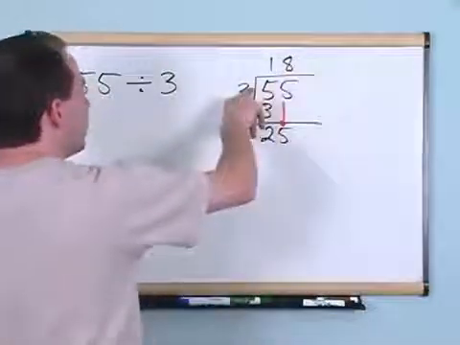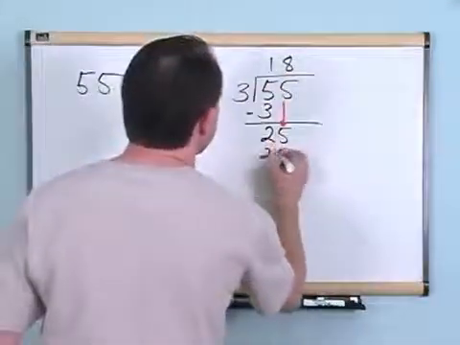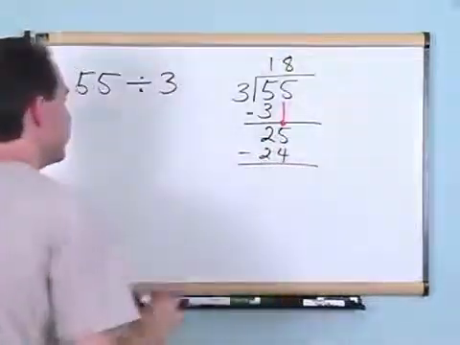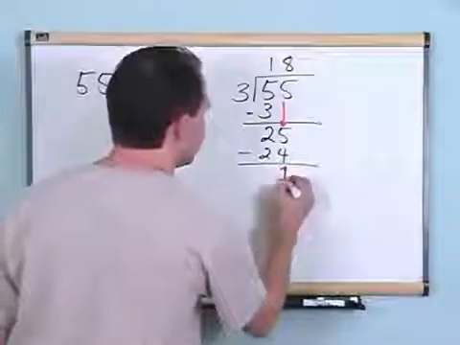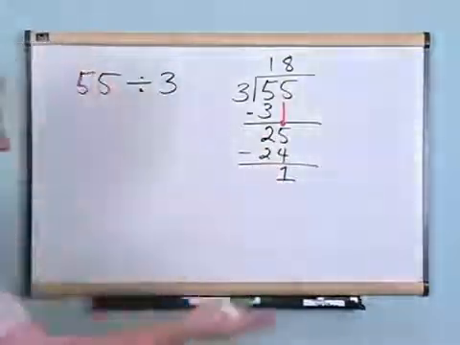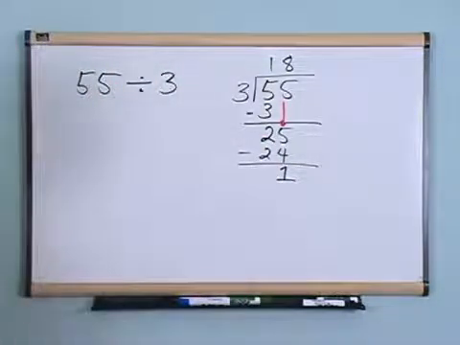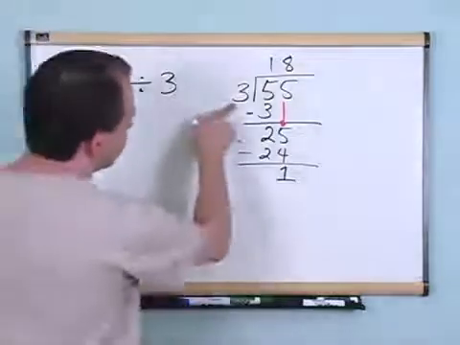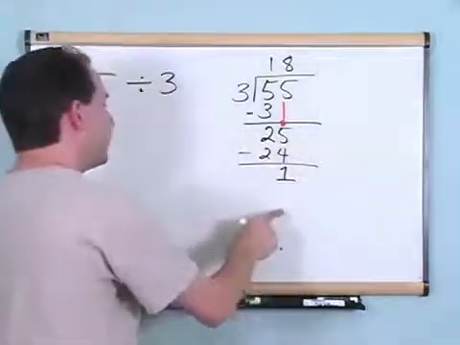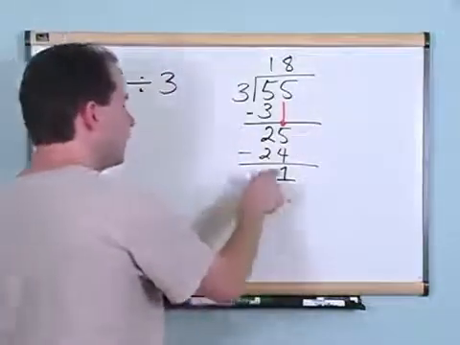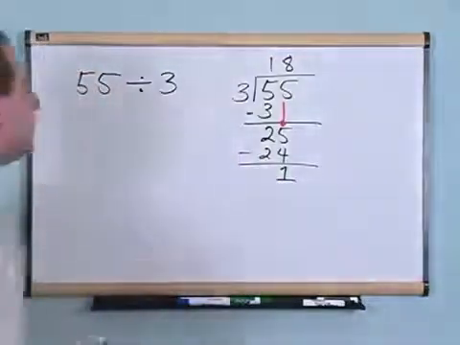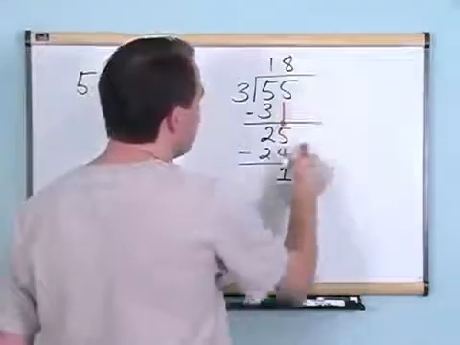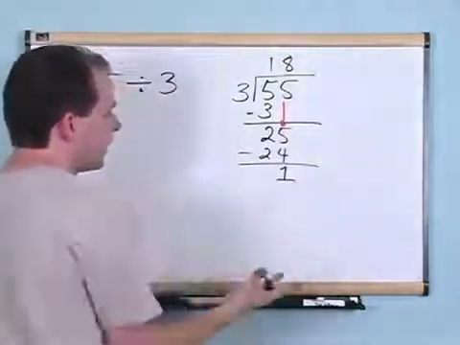So 8 times 3 is going to give you 24, okay? And you're going to do another subtraction. So in order to subtract this, 5 minus 4 just gives you 1. 2 minus 2 gives you 0, so you don't need to write that. Then the next thing you need to ask yourself is, can I divide 3 into 1? The answer is no, because this is too small. You have to have a number bigger than this number in order to divide. So you can't divide anymore, and you don't have any more digits to help you out to make the number any bigger, so you're done.